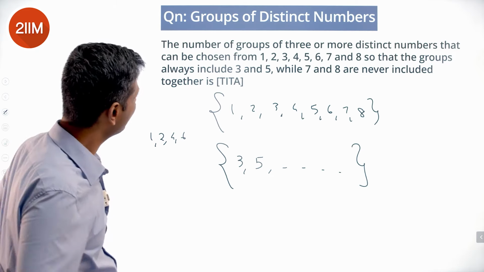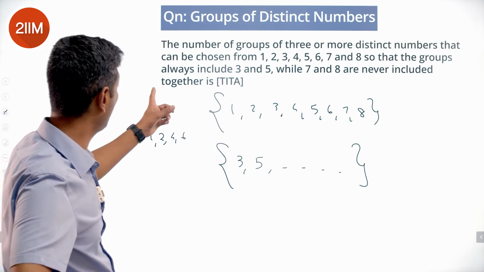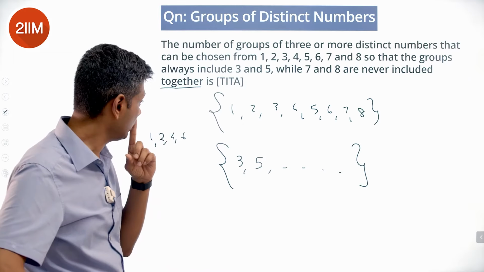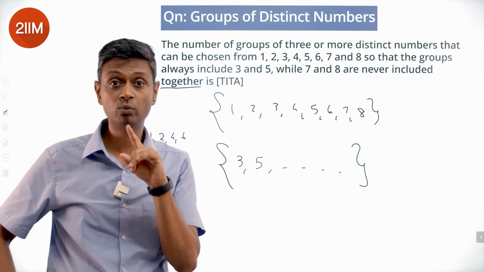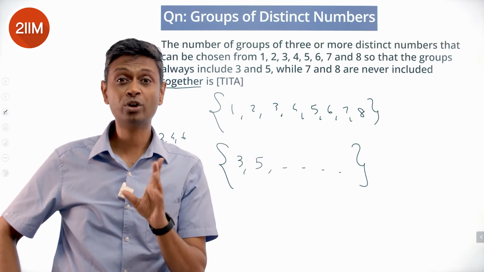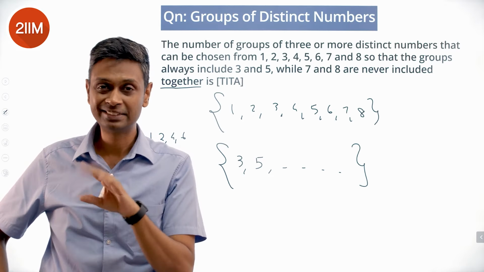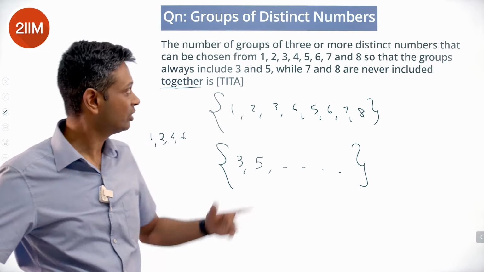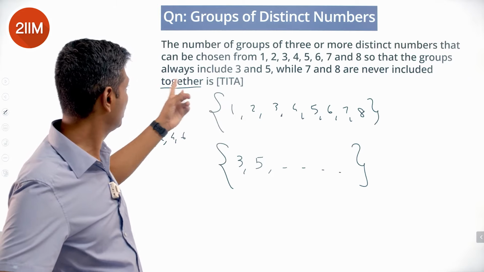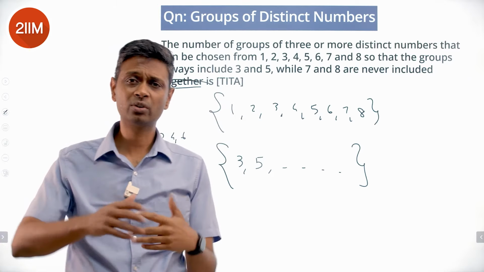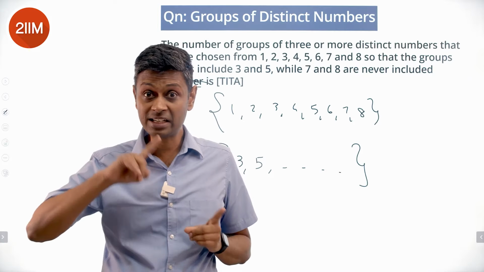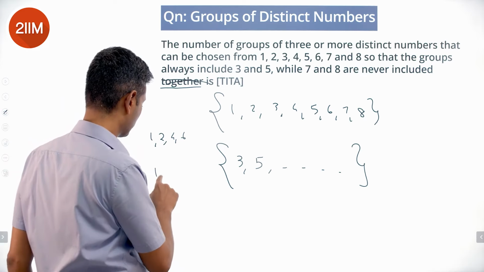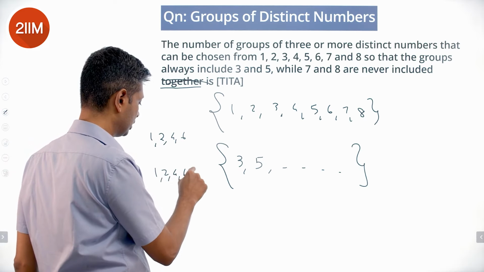And so 7 and 8 are never included together. It's very interesting. 7 and 8 are never included together. That means I could have 1, 2, 4, 7. I could have 2, 4, 6, 8. I cannot have 4, 5, 6, 7, 8. 7 alone could be there. 8 alone could be there. Only 7 and 8 together cannot be there. Then it's easy. Think about 1, 2, 4, 6. Figure out the combinations. 7 alone can be there. 8 alone could be there. So let's count everything. I'll have 1, 2, 4, 6, 7, 8.